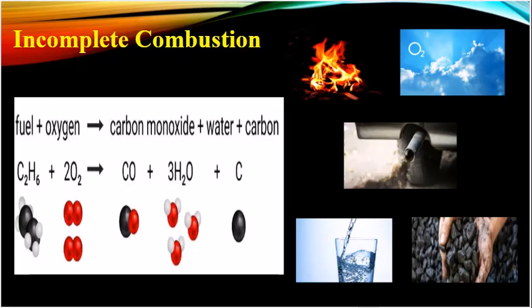Incomplete combustion. Incomplete combustion, where a fuel, for example ethane, C2H6, reacts with insufficient oxygen, O2, produces carbon monoxide, CO, water, H2O, and solid carbon, C, instead of the complete combustion products, carbon dioxide, CO2, and water. The reaction shown illustrates how incomplete combustion occurs due to limited oxygen supply, leading to the formation of harmful byproducts like CO, which is a toxic gas, and unburned carbon. This highlights the importance of proper oxygen levels for efficient and clean combustion.